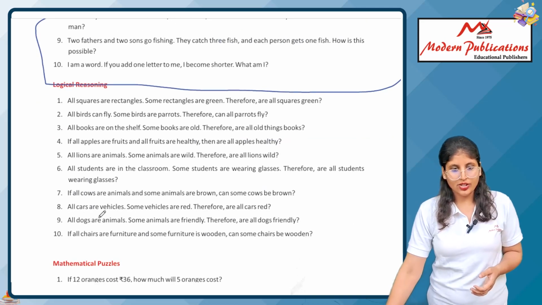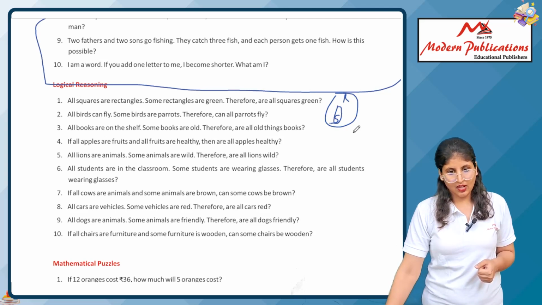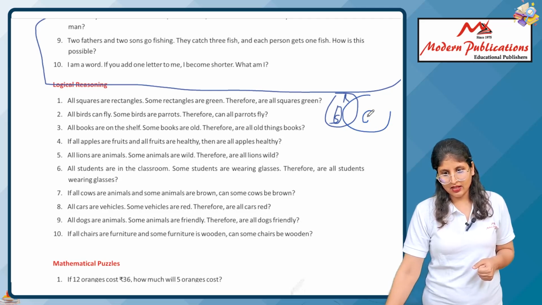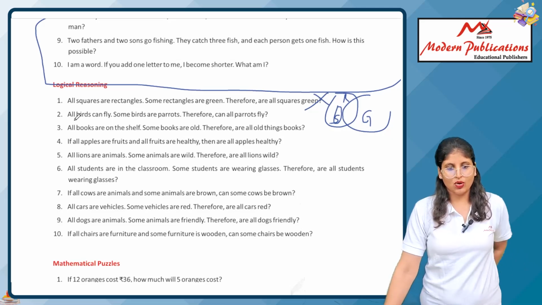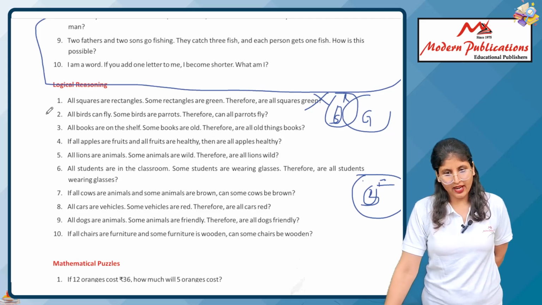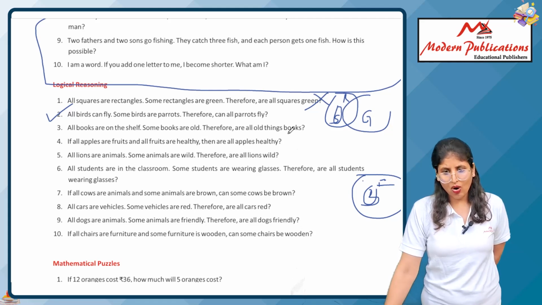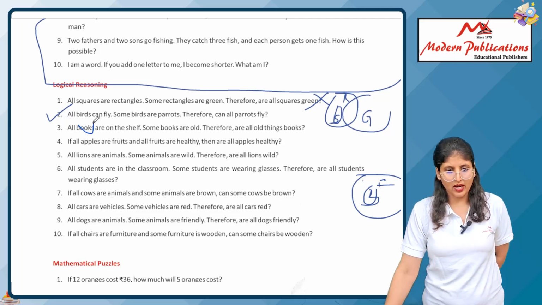Okay. Next, logical reasoning questions. All squares are rectangles. Some rectangles are green. Therefore, all squares are green. No, wrong. Okay, like this you have to solve. All birds can fly. Therefore, can all parrots fly? Of course, yes. All books are on the shelf. Some books are old. Therefore, are all old things books? No, we can't say like this.